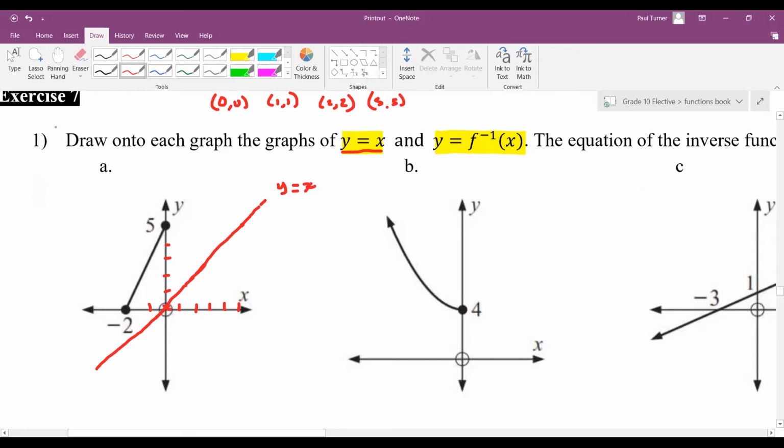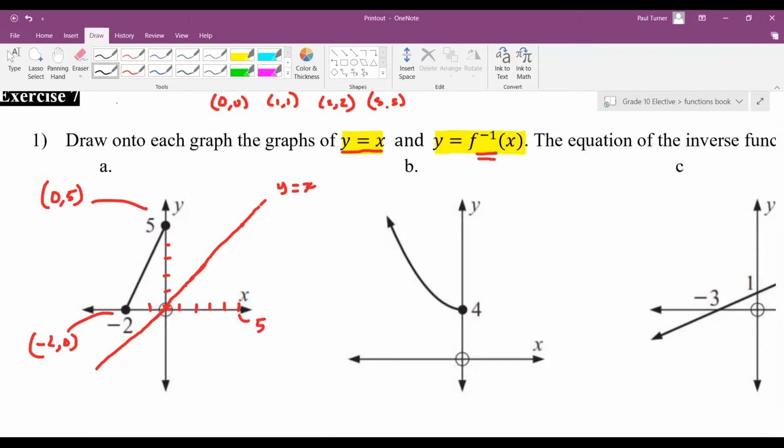Now we need to draw this inverse graph. So this point here is 0, 5, isn't it? We actually have 2 points, so we're kind of lucky. We've got 0, 5. And this point is -2, 0. Right, so if you have points that you know, we can just swap them. So 0, 5 becomes 5, 0 here.